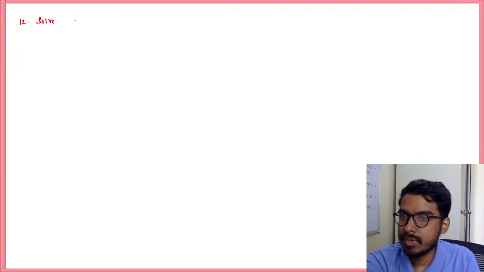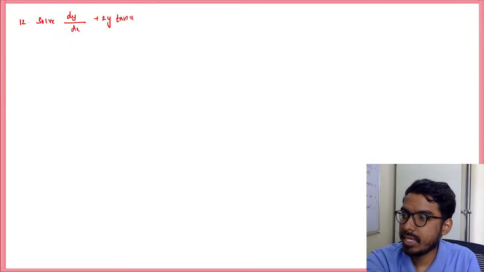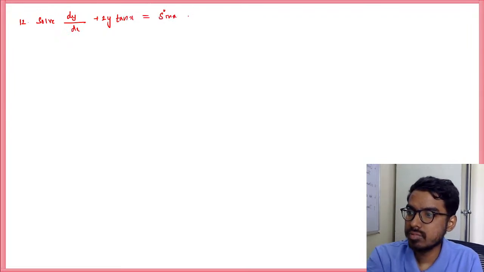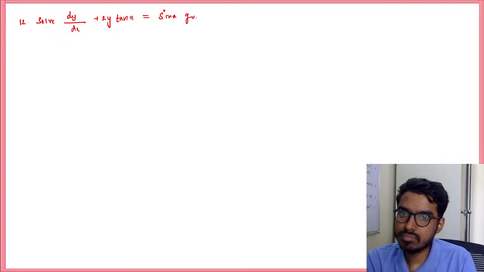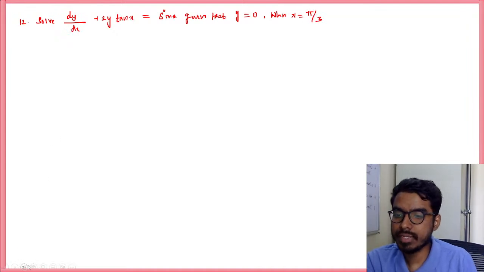So solve dy by dx plus 2y tan x is equal to sin x, given that y is equal to 0 when x is equal to pi by 3, right? Given x is equal to pi by 3.